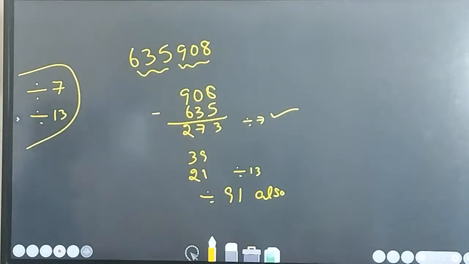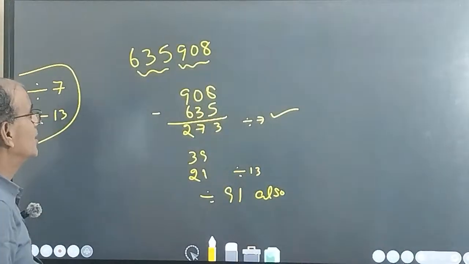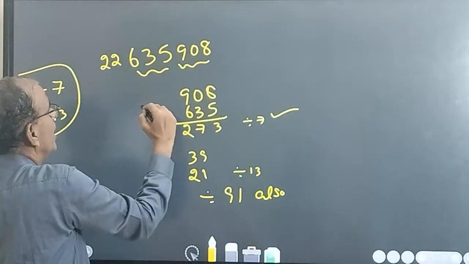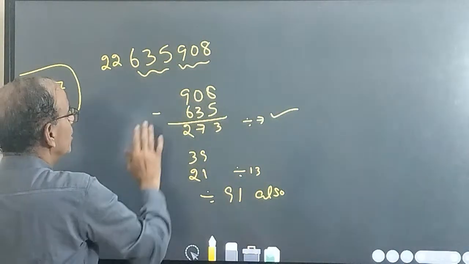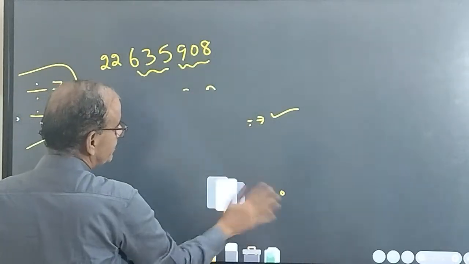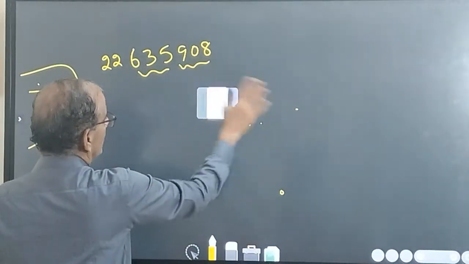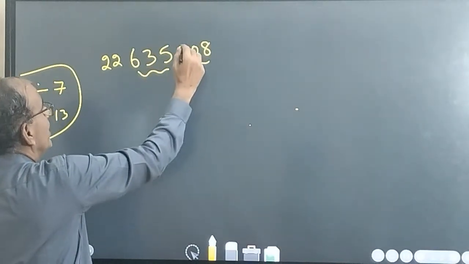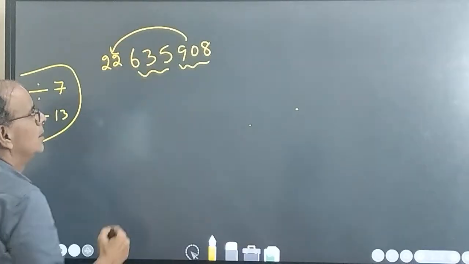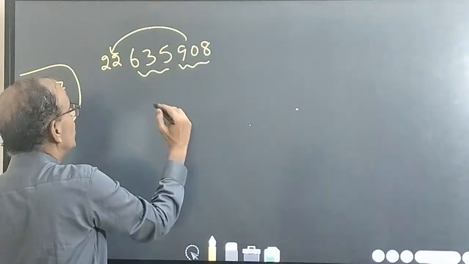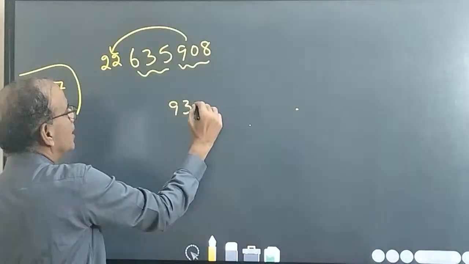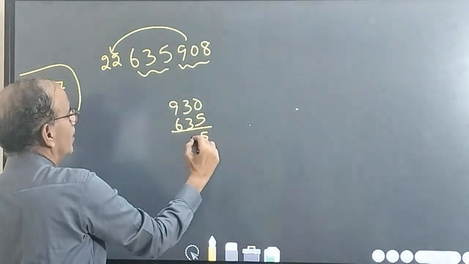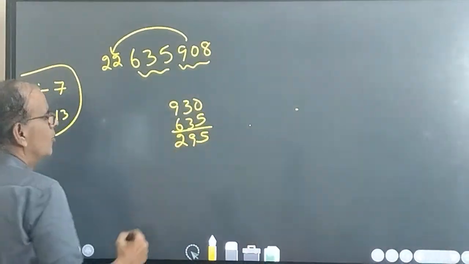7 and 13. Suppose இங்க 635 இல்ல, இங்க 22 ன்னு இருக்கு. அப்ப என்ன பண்ணணும்? 3 டிஜிட் தான் எடுக்கணும். 3 டிஜிட் எடுத்துட்டேன். 908 635. அப்ப இந்த 908 எதோட சேர்த்துக்கணும்? இதோட சேர்த்துக்கணும். சேர்த்தா 908 plus 22 எவ்வளவு? 930. அப்புறம் 635 you subtract. 295.